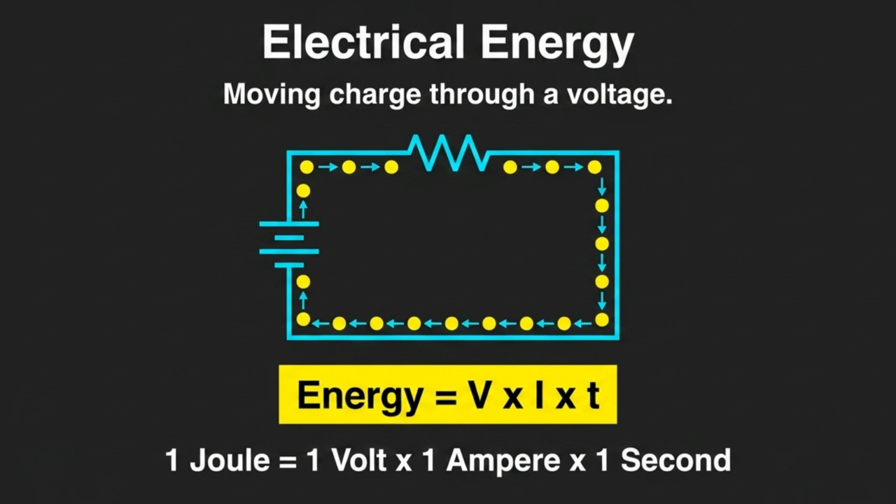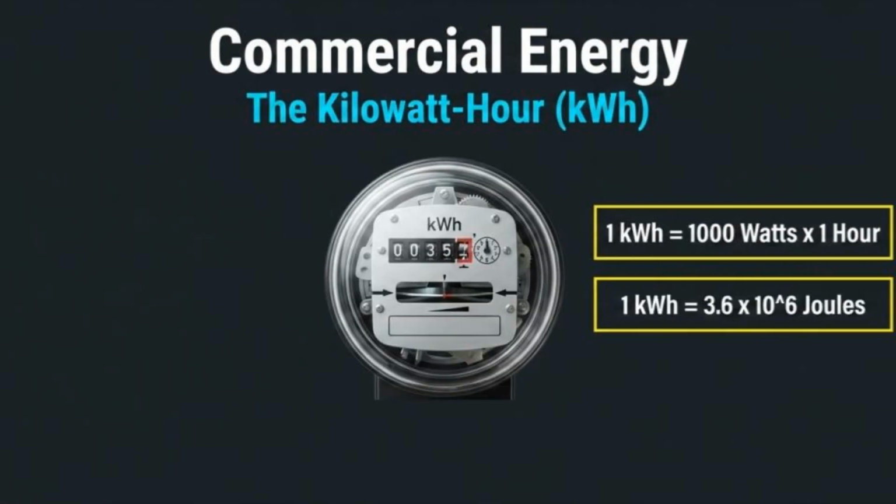The energy is calculated as voltage times current times time, and 1 joule equals 1 volt times 1 ampere times 1 second. For commercial energy, the unit used is the kilowatt hour, kWh. 1 kilowatt hour equals 1,000 watts times 1 hour. This is equivalent to 3.6 million joules.